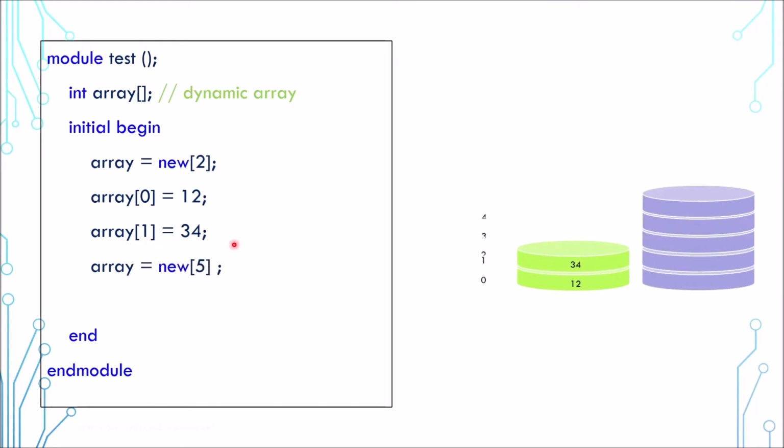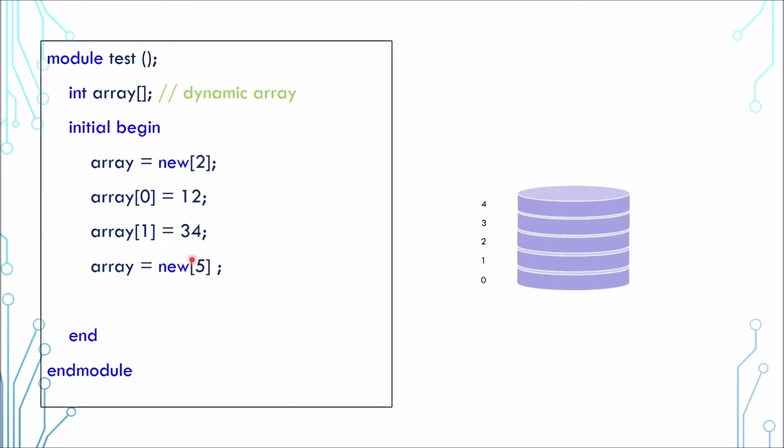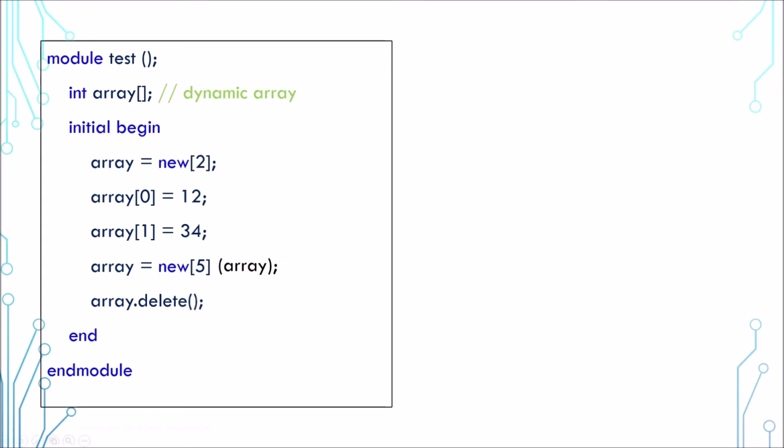You can call new over and over again to create brand new elements. In general, the old ones would be lost. If you wish to create new elements and copy the old ones over, you can do it like this. If you wish to clear all elements, you can call the delete function.